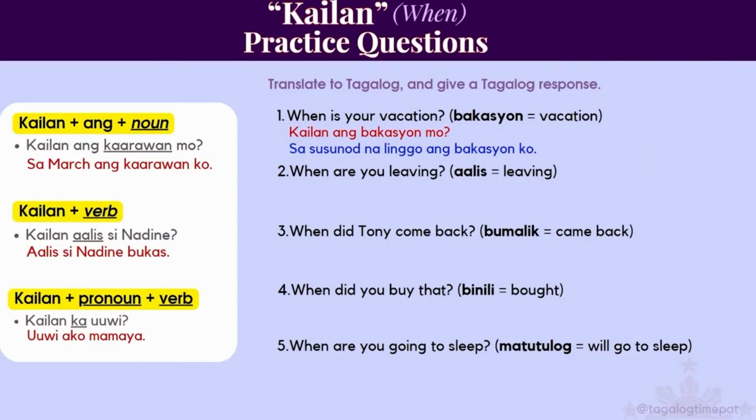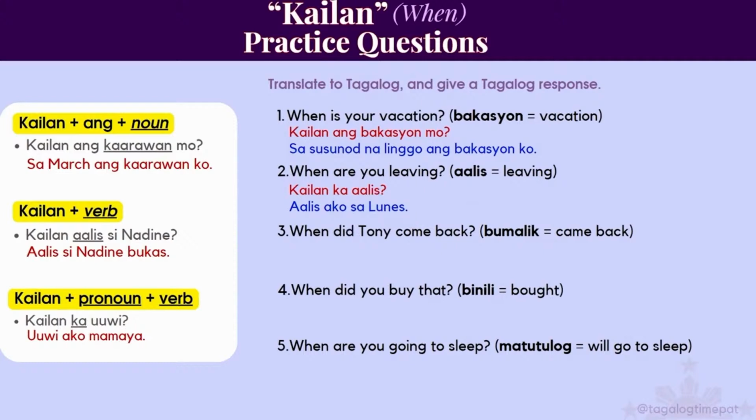Okay, so number 2, when are you leaving? Aalis means leaving. Kailan ka aalis? That's just rule number 3. Kailan plus the pronoun plus the verb. Kailan ka aalis? The response, aalis ako sa Lunes. So there's sa because it's a future action.